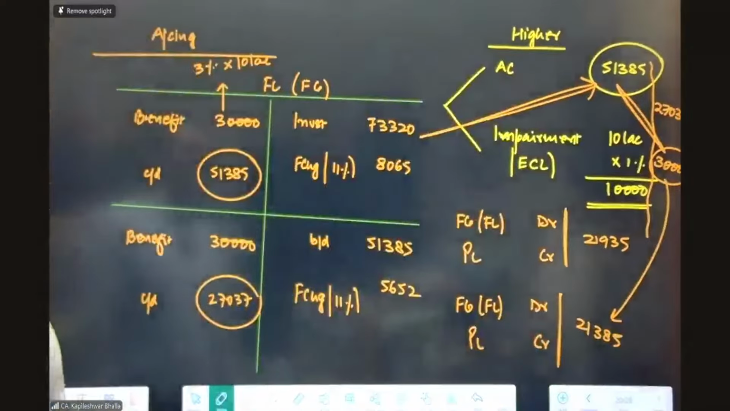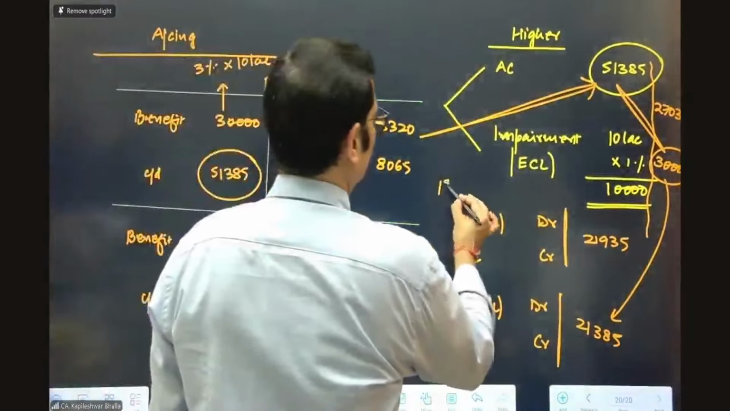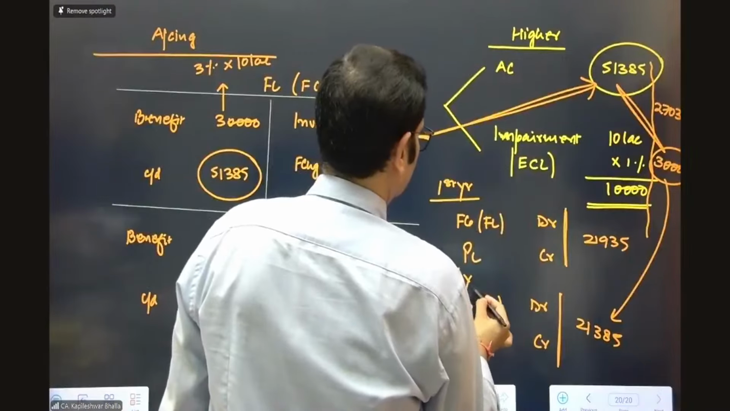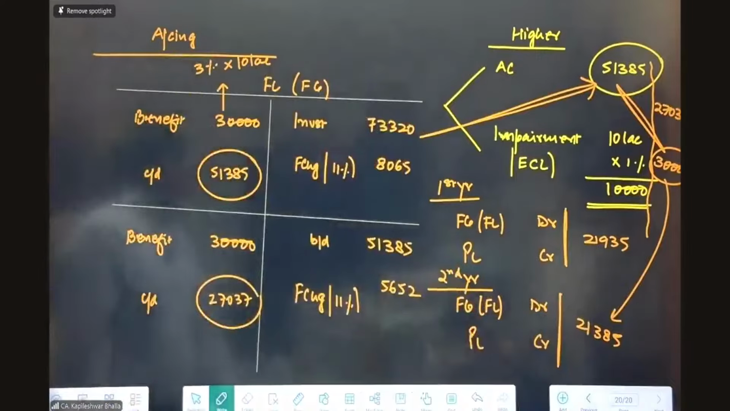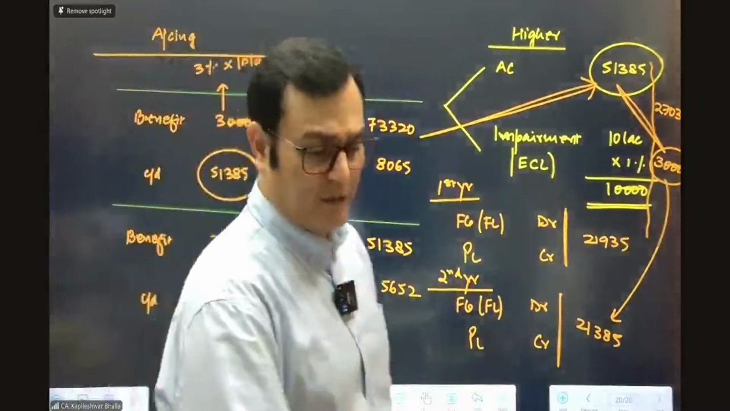This is the financial guarantee remeasured at the end of each year. This is at the end of first year, and this is at the end of second year, remeasurement of the financial guarantee. Right, friends. So I think that captures the accounting for financial guarantees as well.